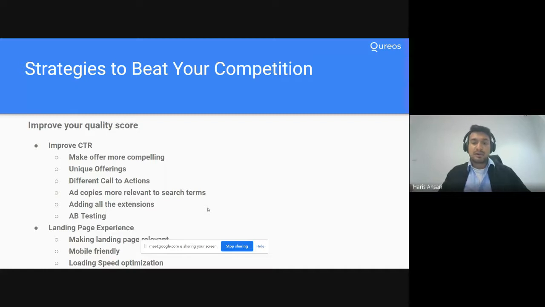And you have to do everything to make the user experience good. That's how you're going to increase your quality score. The better the quality score, the less you have to pay to rank higher.